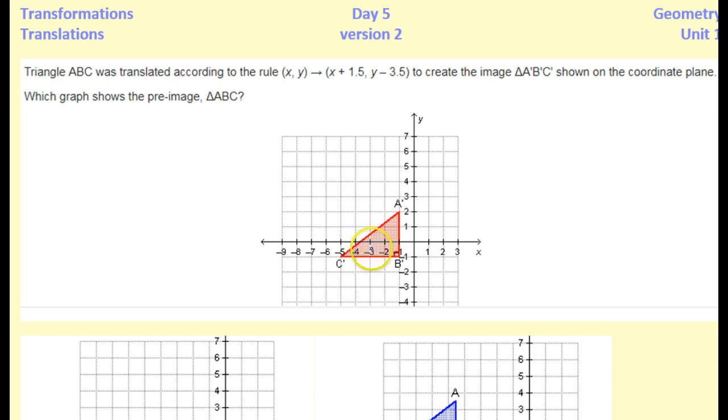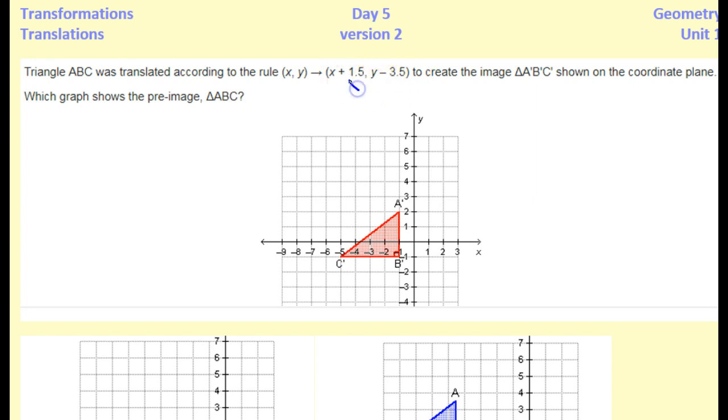Alright, this is the after picture, the after image. So we are supposed to find the pre-image. Okay, what is the pre-image ABC? So this is the after. We're looking for the before picture. The rule was this: x plus 1.5, y minus 3.5.